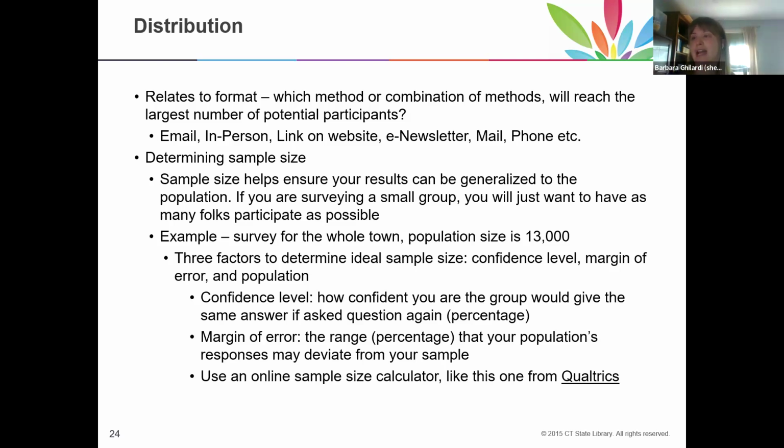And as I said, sample size is something to consider if you're doing a large scale survey. If you're targeting the whole town, you might want to think about how many people the sample size would need to give us the confidence that this is a good representation of how the town feels. So there's some information here. Again, I'll share the slides. And there are calculators online like Qualtrics. I have a link in this slide that can help you do that. So if you're doing a larger scale survey, that's something to consider.